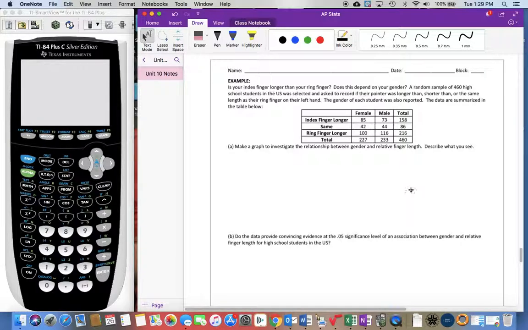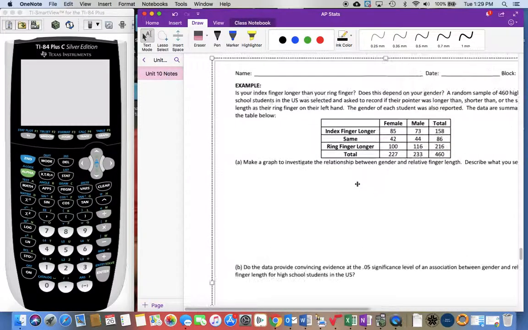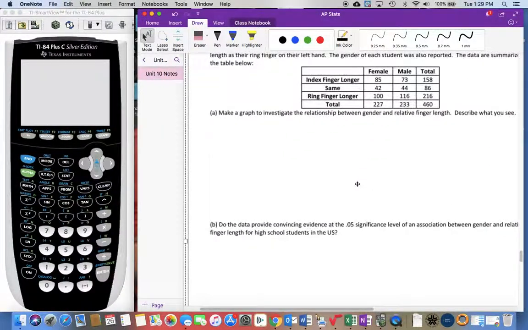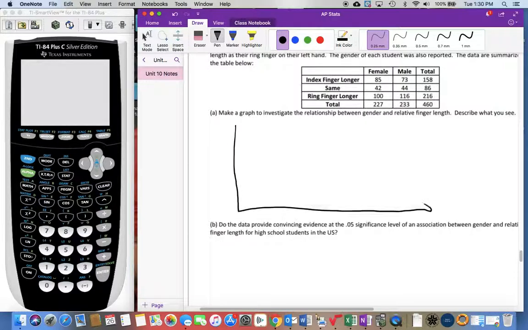Describe what you see. For this, we're just going to make a bar graph, and remember, your graphing needs to be a little bit different for categorical. You can't really use histograms or box plots or a lot of those other types that you normally would. So we are going to make a bar graph, and I'm going to make it a side-by-side bar graph. If you want to do the same, feel free to do so.